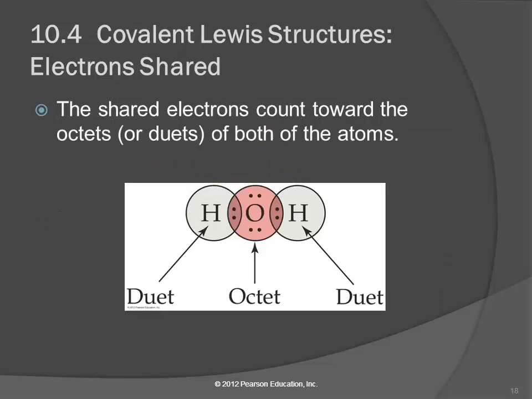Here's another illustration. So here's hydrogen. And these two electrons, we usually draw them that way. These two electrons are shared, and so hydrogen counts them as belonging to him, and oxygen counts all of those electrons, including the shared ones, as belonging to her. And here's hydrogen, and he counts those. And so they all are happy in this way, by sharing. Any questions?